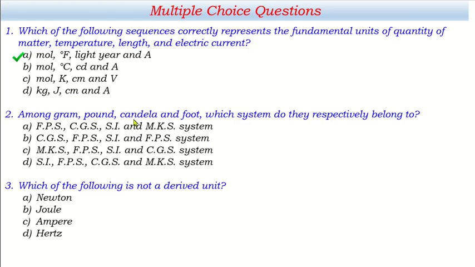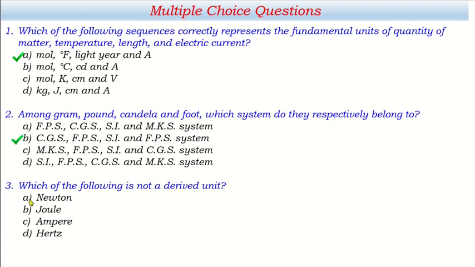Among gram, pound, candela and foot, which system do they respectively belong to? Gram belongs to the CGS system, it is written in B. In the other options CGS is not written, that's why B seems to be correct. Let's check it again. Pound, FPS system, yes. Candela is present in the SI system, yes. And foot is present in the FPS system, that's why number B is the correct option.